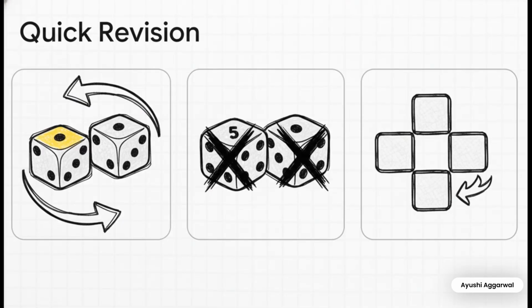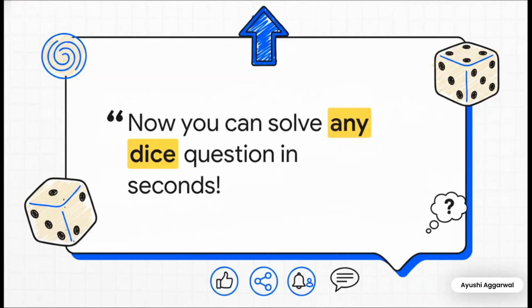So let's do a super quick review of your new master tricks. If there's one common face, use the clockwise trick. If there are two common faces, use the elimination trick. And for an open dice, use the alternate faces rule. With just these 3 tricks, you can solve any dice question. And there you have it. With these tricks up your sleeve, you can now approach any dice reasoning question with speed and accuracy, turning them into easy marks on your exam.